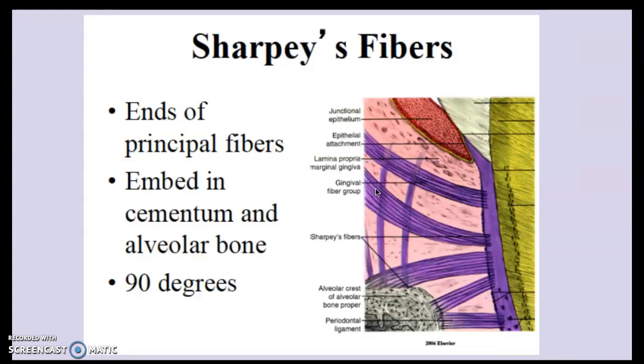Okay. Sharpey's fibers, these are at the ends of the principal fibers. They're embedded in cementum and alveolar bone, and they go in at 90 degrees. Here are your Sharpey's fibers.